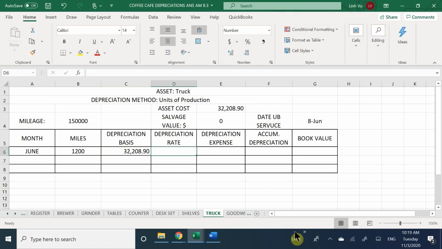Okay, so question for you, because it says to find the, we're looking for the expense. Never mind, because I'm looking at something different. Okay. Asset cost divided by the mileage. Okay, so let's look at the formula for depreciation rate, or in this case, it's a per unit rate. It should be your depreciation basis divided by the total amount estimated for the units produced.